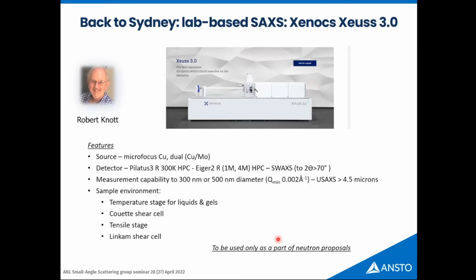The catch is that this machine can only be used as part of neutron proposals. We're not accepting proposals only for SAXS, but if you want to do complementary SAXS while doing SANS at the same time, this is where this machine comes into play. That's a bit political and a bit about how the system is set up. So yeah, here we go.